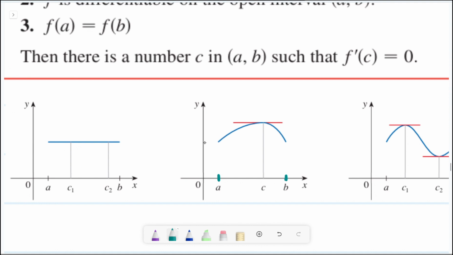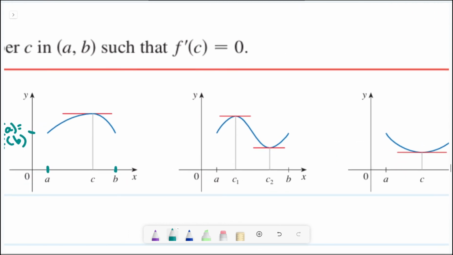And we have that f of a here is equal to f of b. Therefore, there is a point in between a and b, and we can see here that c is here. There is a point such that the derivative is 0. Whenever the derivative is 0, we can see that the tangent line is horizontal, which is the case for the point c here.